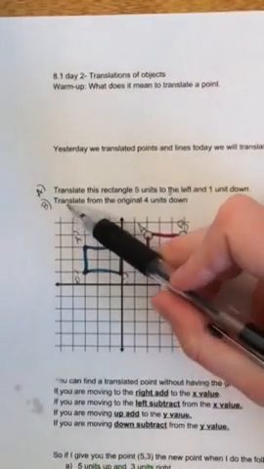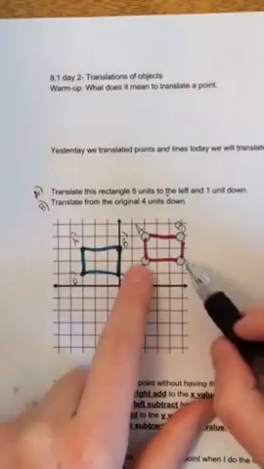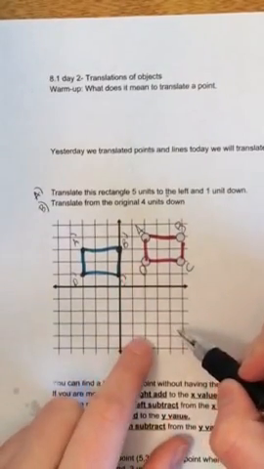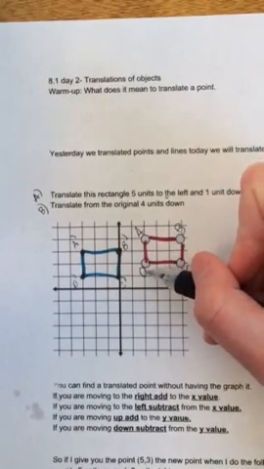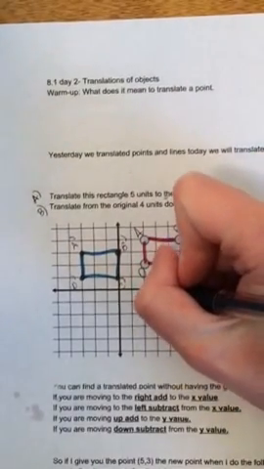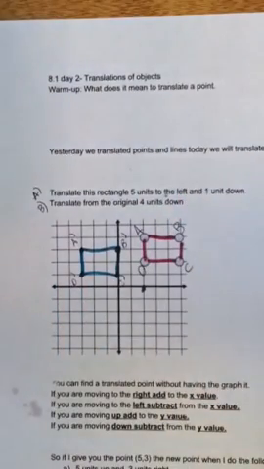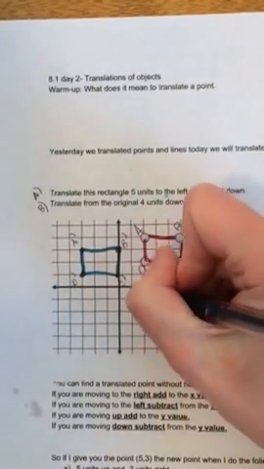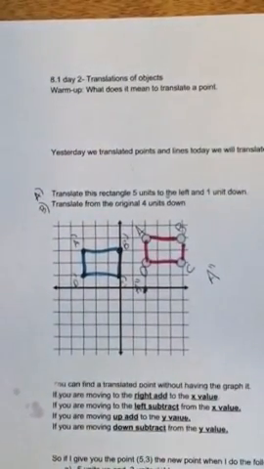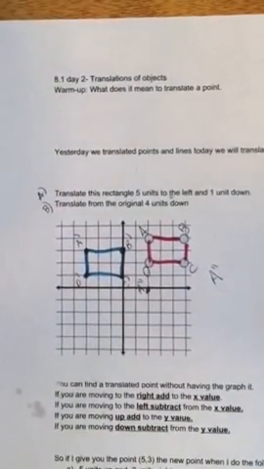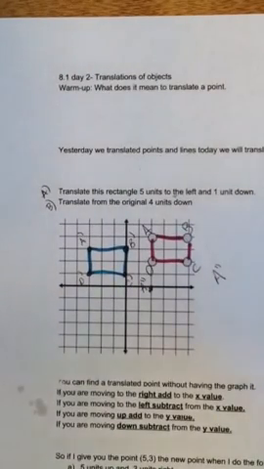Now the second translation says translate from the original 4 units down. So they want me to move the original rectangle 4 units down. I'll start with A here and go 1, 2, 3, 4. Now I don't want to call it A prime because this one's already A prime. So I'll call it A double prime, and I'll put 2 little dashes, like a quote mark. It's A double prime because it's our second rectangle that we're making from this.